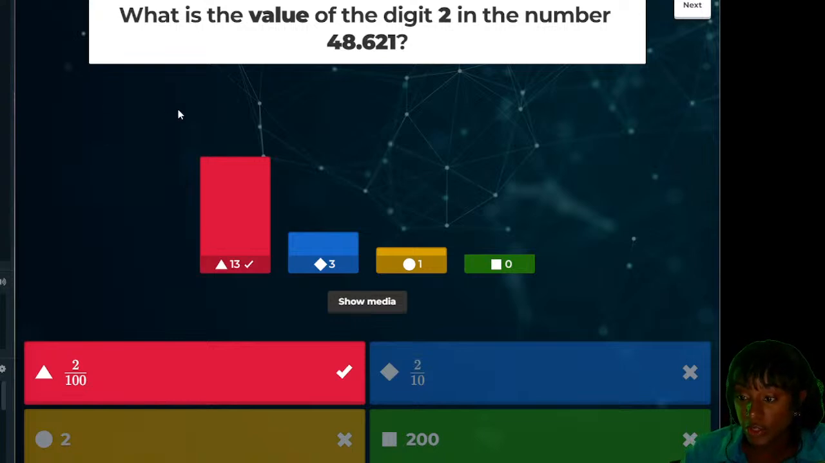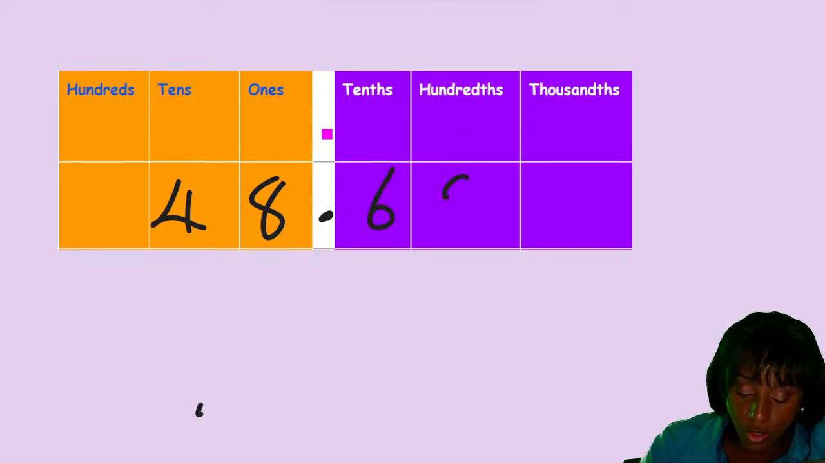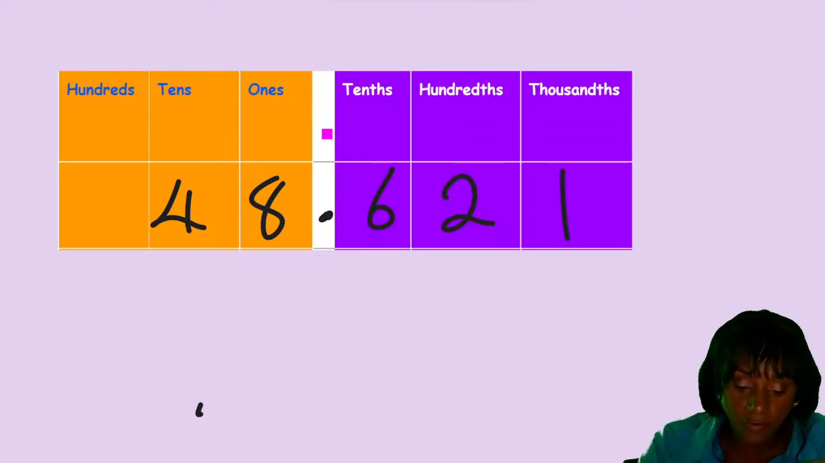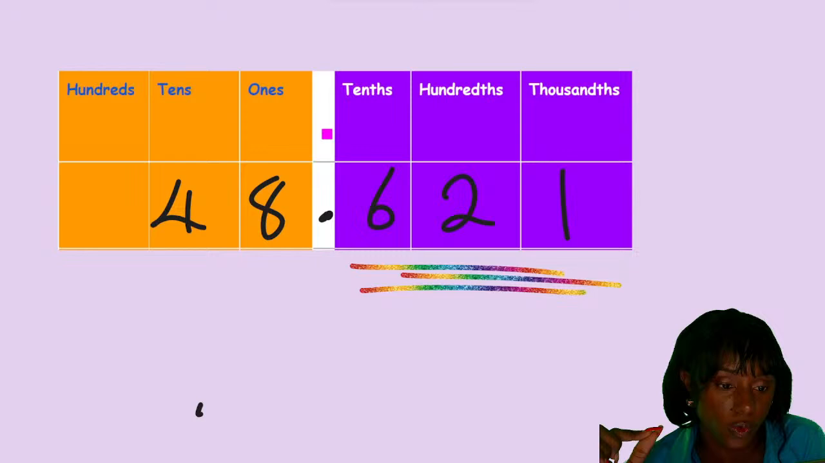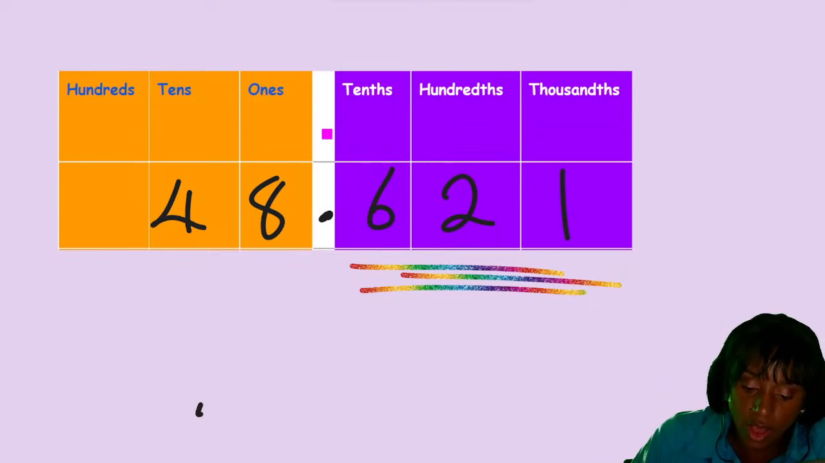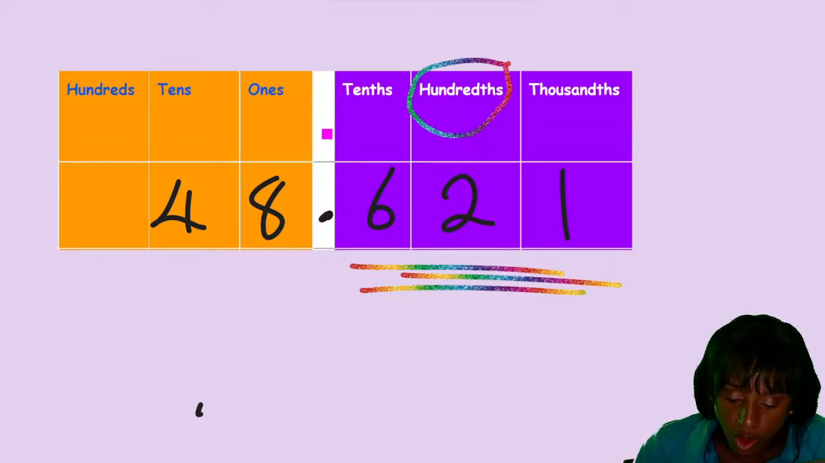Okay, so I see that the majority of you got this correct. The question says, what is the value of the digit 2 in the number 48.621? First of all, you need to know that all of the digits to the right side of the decimal point have a value less than a whole. These are what we refer to as our decimal fractions. If you look at the digit 2, it is in the hundredths place. Therefore, the value of the digit 2 would be 2 hundredths.